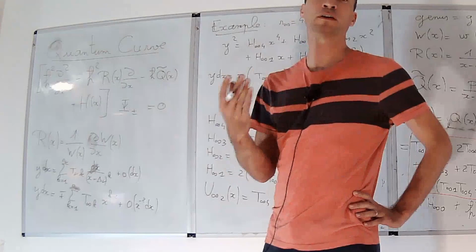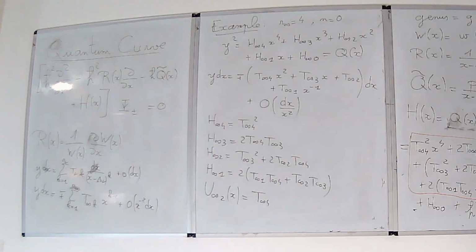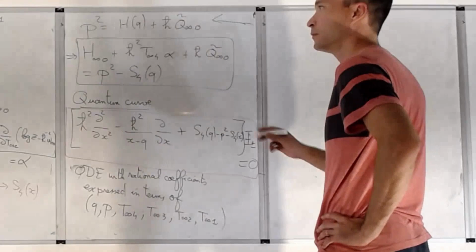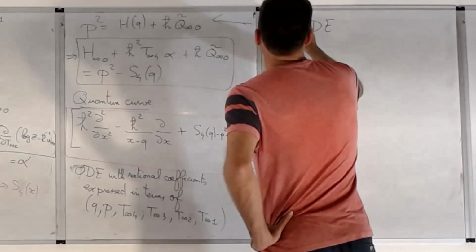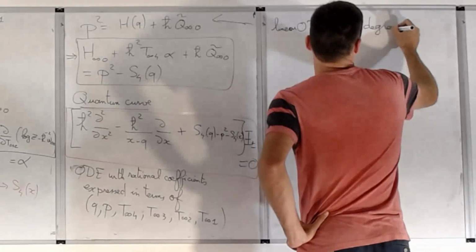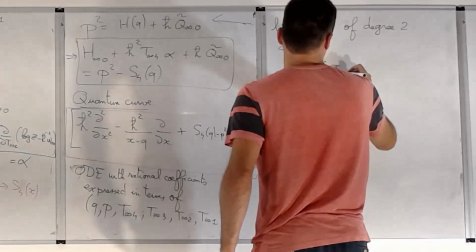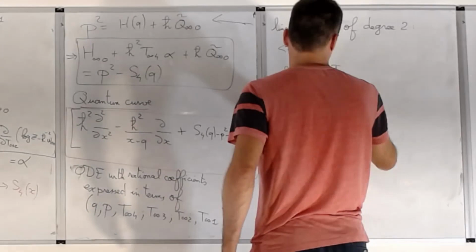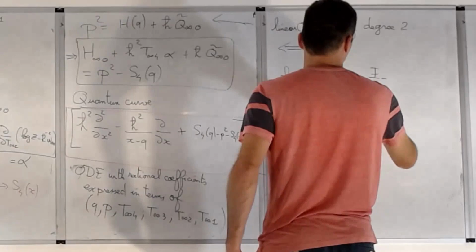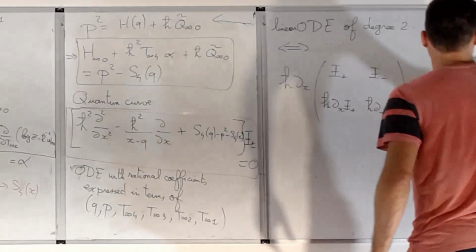And the thing you want to do next, as Nicolas mentioned this morning, is linearize it, in a good way. And so far, it's not so good. So we'll have to gauge transform it at some point. So you have a linear ODE of degree 2. Which means that this is equivalent to a 2x2 differential system.